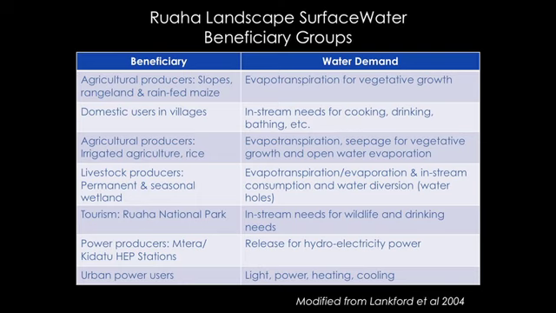There's been a lot of work happening around these kinds of concepts, but we're trying to pull them all together. A group out of the UK, Langford and colleagues at SUA, have already done the work of identifying the beneficiaries for us. You can think of the agricultural producers, the domestic users of water, the irrigated agriculture producers, the livestock producers, the benefits from tourism, the power producers, and then the urban power users, right? So it fits this classic framework that is inside of a model like ARES.